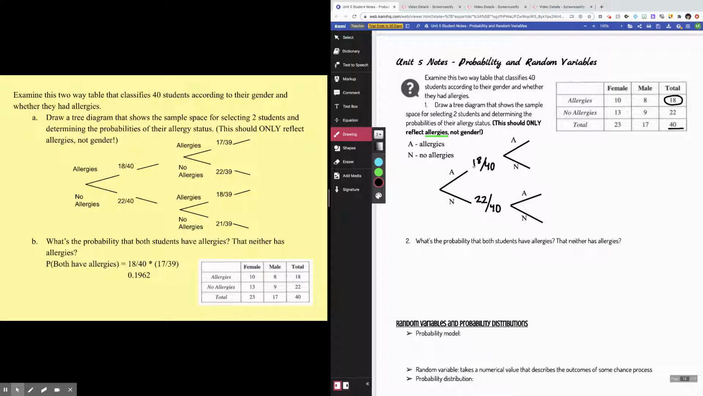So just looking at the top part of this, if the first person I chose had allergies, and there were 18 of those people, then that means there's only 17 of them left to choose from in the second round. And then there's 39 people total left over. And then this number for no allergies is still 22, because the first person I chose had allergies. So there's still 22 people left that have no allergies because I didn't choose somebody that didn't have allergies the first time, okay?